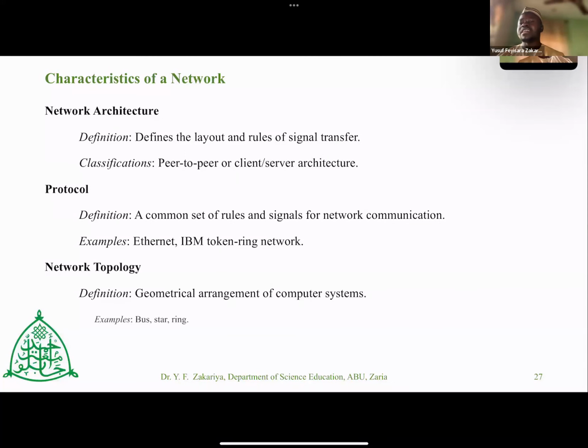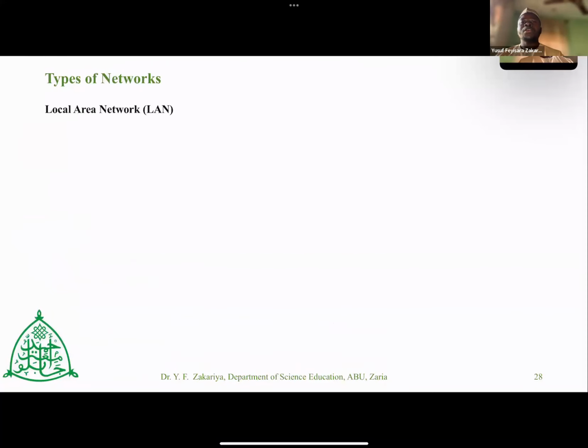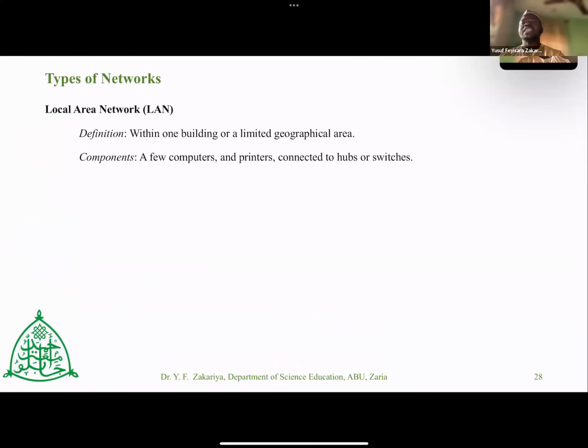They have the topology, the arrangement of your computers in a network. You can have the bus arrangement, you can have the star, or we have the ring arrangement. So these are the arrangement of your computers in the network. We call them network topology. So there are now different types of network.